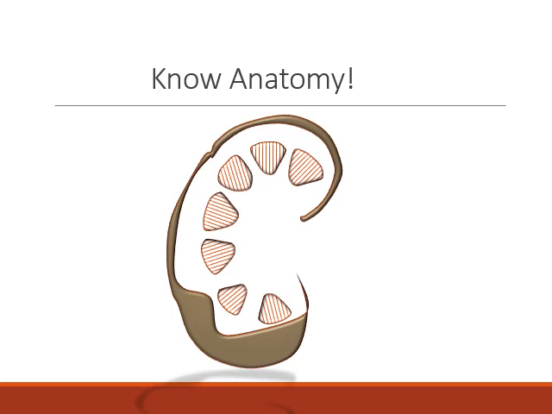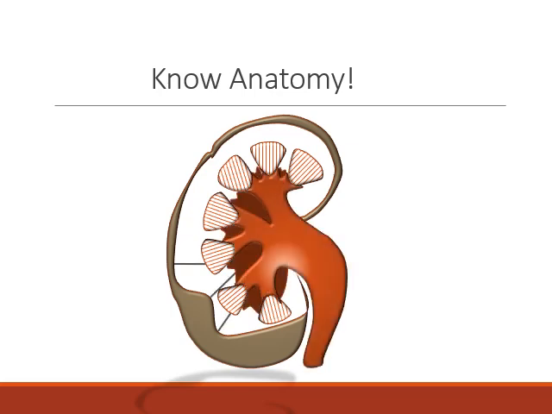The apex of each pyramid is called a papilla, and each papilla is surrounded by a minor calyx, which collects up all the urine. A few minor calyces come together into a major calyx, and urine goes from the major calyces into the funnel-shaped renal pelvis, which drains into the ureter, obviously then draining into the bladder.